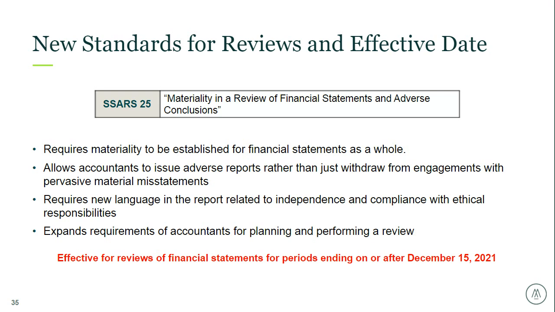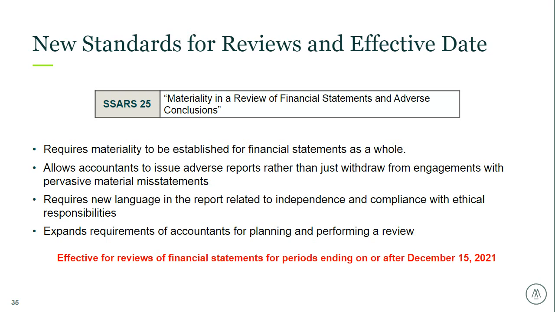Historically, the standards require organizations to report material disclosures and ensure that financial statements were not materially misstated, but they didn't specifically state for accountants to establish a materiality benchmark when they were conducting the review. And as a result, under prior guidance, an accountant could only withdraw from an engagement if he felt there was a material misstatement that couldn't be resolved.